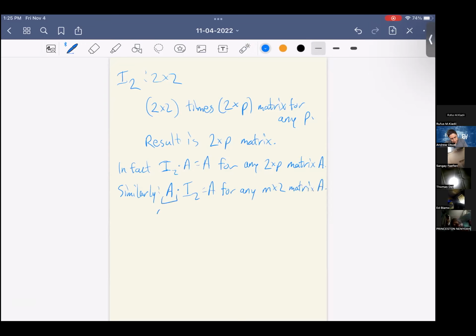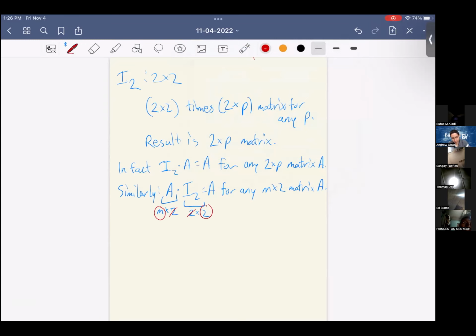Right? Because if this thing is M by 2 and I2 is 2 by 2, then their product is going to be M by 2. So it's going to be the same size. And in fact, if you use the identity matrix, you're going to get A back.